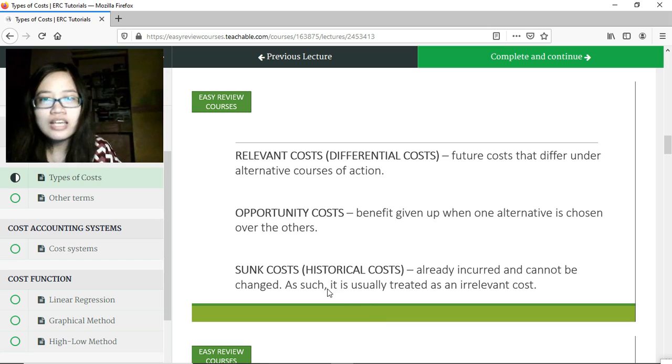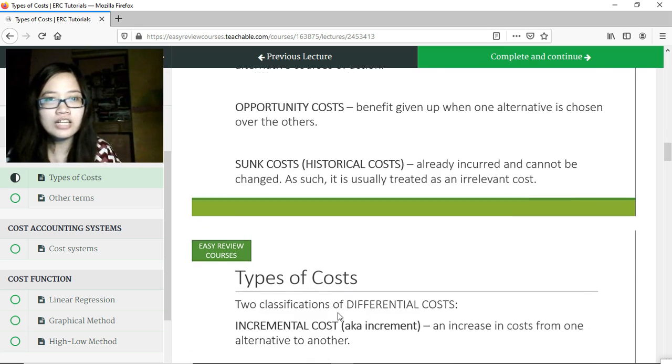Alright? Sunk costs, or tinatawag din na historical cost, already incurred and cannot be changed. As such, it is treated as an irrelevant cost. So, irrelevant siya in as such that nagastos mo na, nangyari na, hindi mo na siya mababago. So, anong bearing pa niya sa decision mo? Kasi normally, ang decision making natin, di ba, it should affect future decisions. Okay? So, yung sunk cost or yung historical cost, wala na siyang bearing. Irrelevant na sila dun sa magiging decision mo currently or for the future. Alright? So, yun yung tinatawag natin na sunk cost.